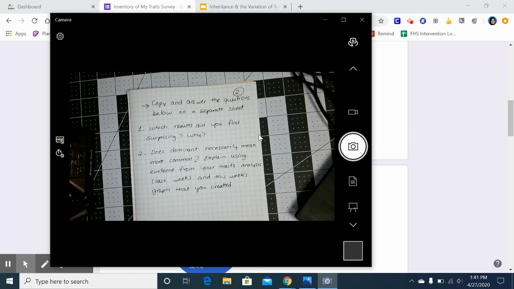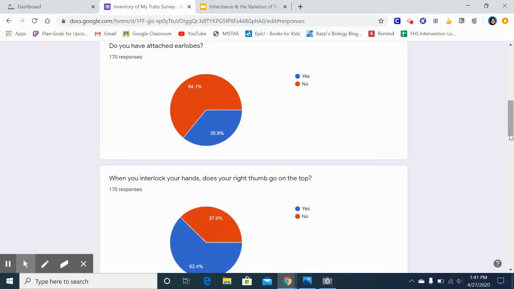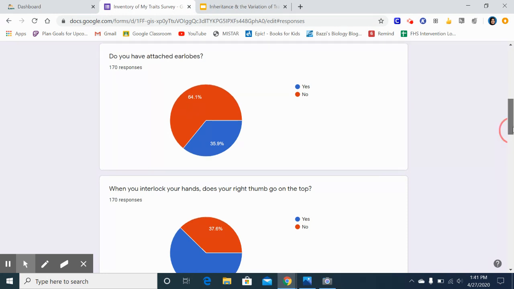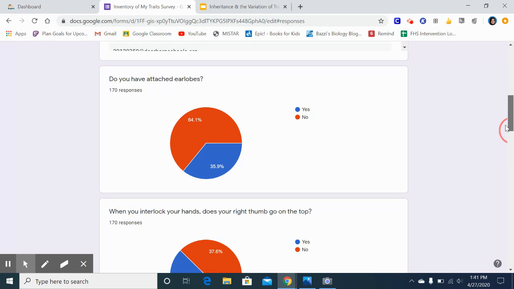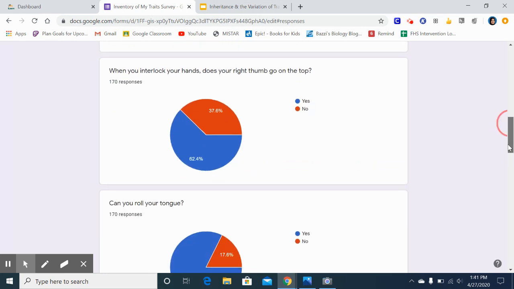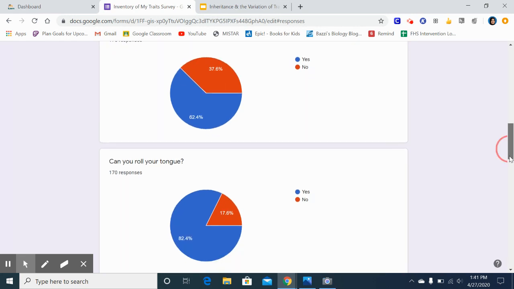Question number 2. Okay, so this is the second thing that you've completed. And obviously, for you to complete the first and the second task, you need this data. So you may want to pause at this time to look at each one of the pie charts. For attached earlobes, again, it's 64.1% with 35.9% for yes. For interlocking hands, does your right thumb go on the top? 62.4% of the people said yes, 37.6% said no.